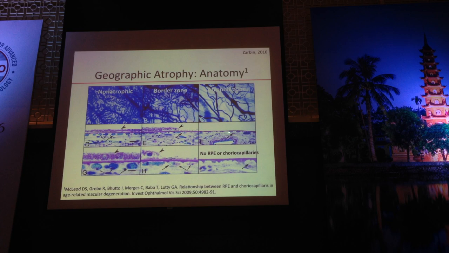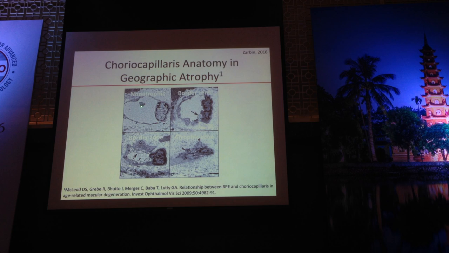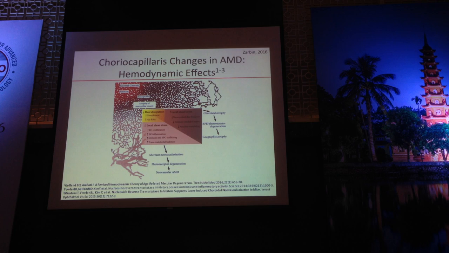We can even look ultrastructurally and see that in the non-atrophic area, the choroid capillaries look normal. In the border zone, we see vacuolization that could vary in extent. And then in the area of atrophy, we see a collapsed choroid capillary cell with no lumen and just mostly this.